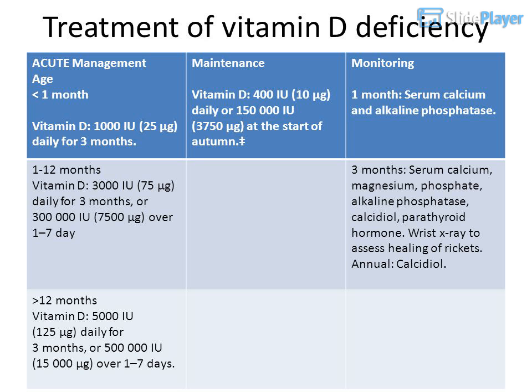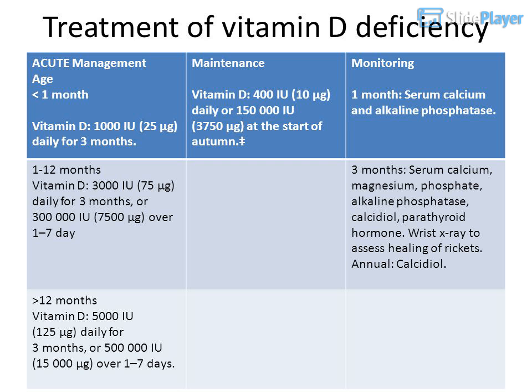1 to 12 months: vitamin D, 3000 IU, 75 micrograms, daily for 3 months, or 300,000 IU, 7,500 micrograms, over 1 to 7 days. At 3 months, serum calcium, magnesium, phosphate, alkaline phosphatase, calcidiol, parathyroid hormone. Wrist X-ray to assess healing of rickets. Annual calcidiol.